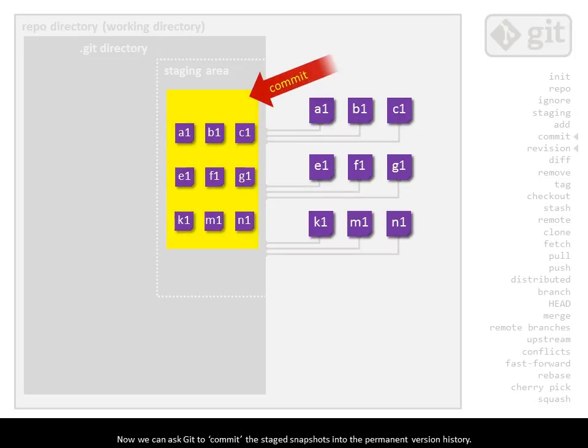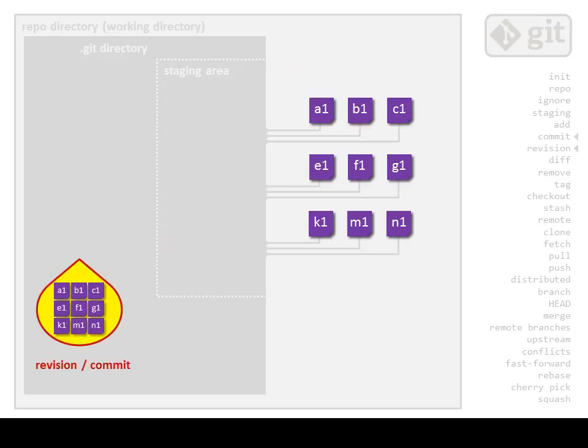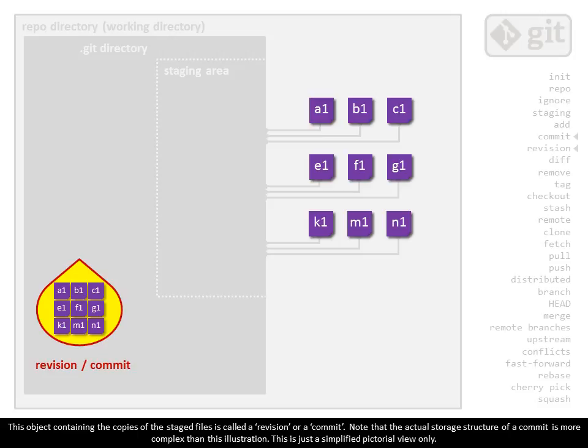Now we can ask Git to commit the staged snapshots into the permanent version history. This object containing the copies of the staged files is called a revision or a commit. Note that the actual storage structure of a commit is more complex than this illustration. This is just a simplified pictorial view only.